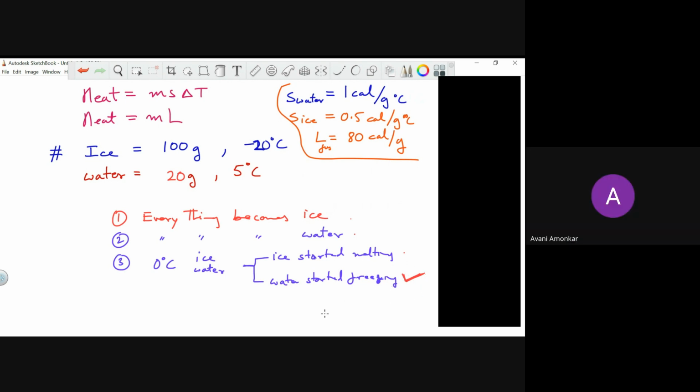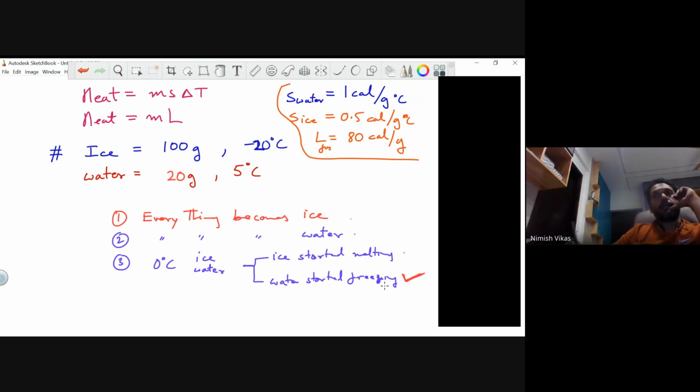Sir, could you explain how you got that water started freezing among the two? What? How did you conclude that the situation is water started freezing? No, this Haley has concluded. I'm not endorsing it.